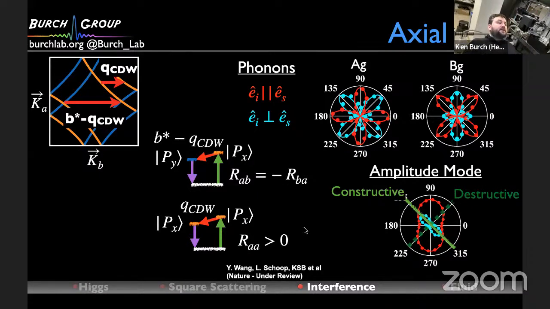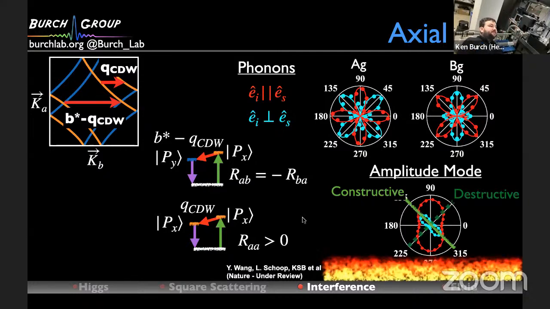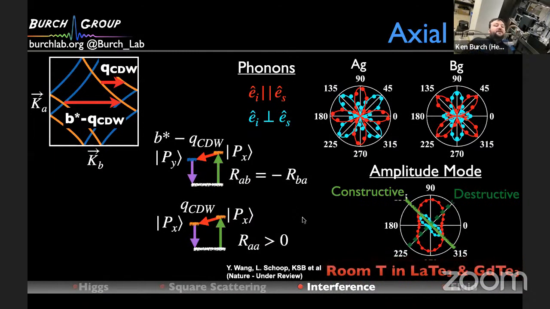And so it's really this quantum interference between these two pathways and this antisymmetric component that prove that we have this axial Higgs mode, which, as I said, has never been seen before. What's even more amazing is this all survives up to room temperature. And we've now seen it in not only multiple GdTe3 samples, but also in lanthanum telluride, and also even in someone else's Raman setup with a different excitation laser.